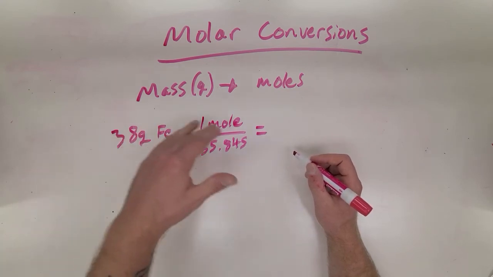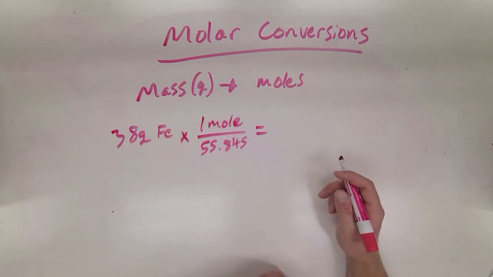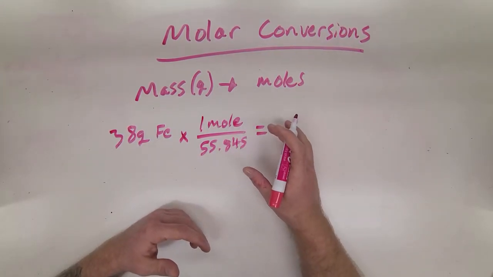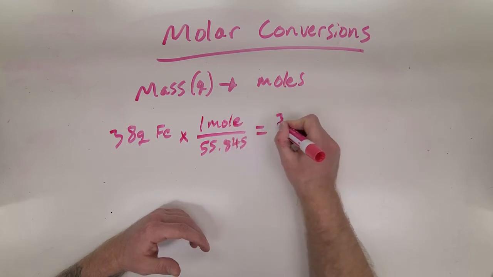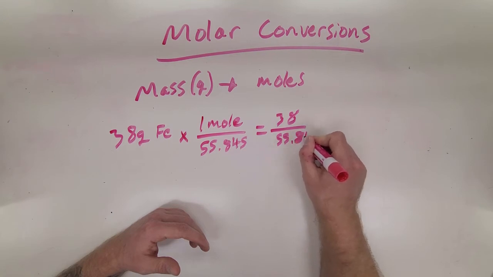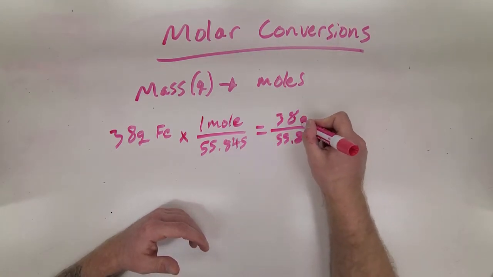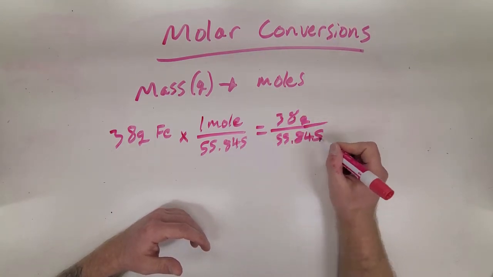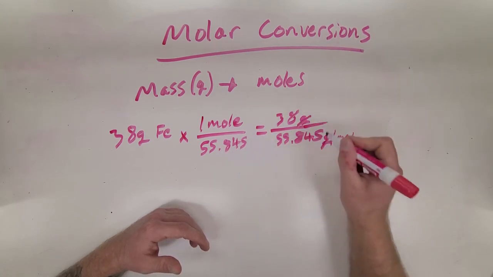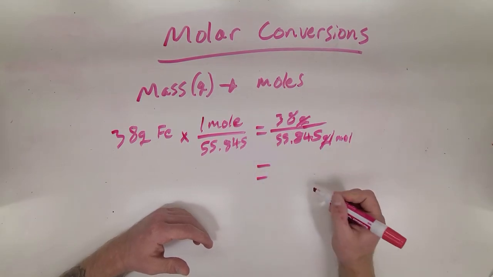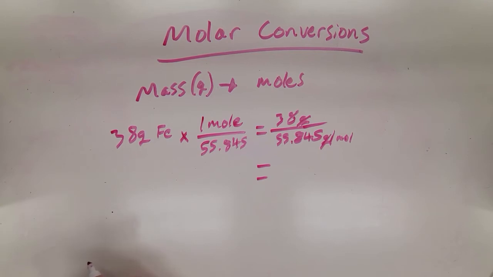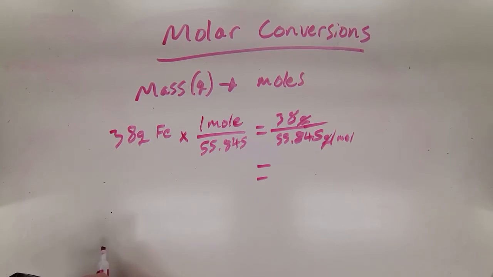We would multiply across here, and I'm going to go all the way through it just because it helps reduce mistakes when you're doing math. 38 times 1 gets you 38. You would end up dividing that by 55.845. This will be the only time I do this because it is kind of a task. This is grams per mole, and grams cancel out, and that would reduce down to something less than 1. 38 divided by 55.845.